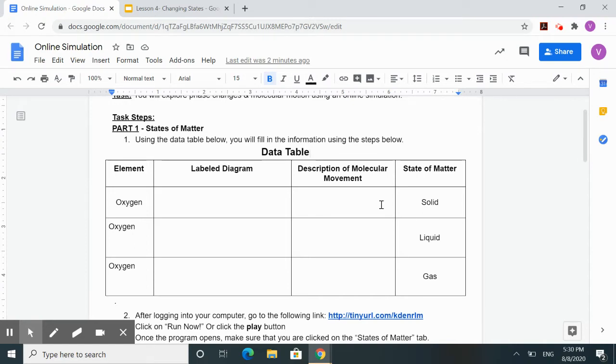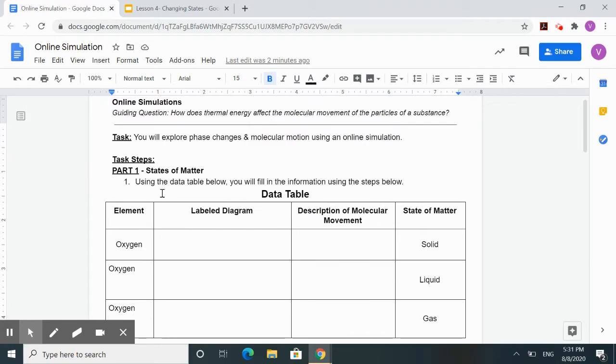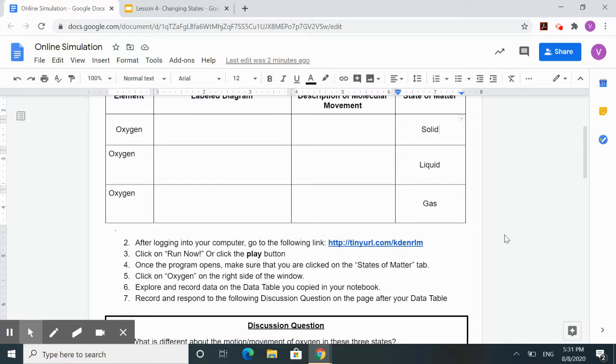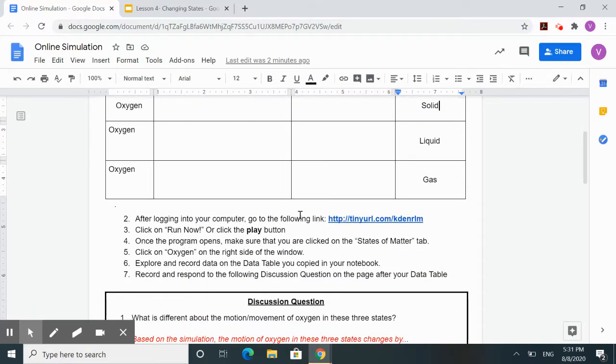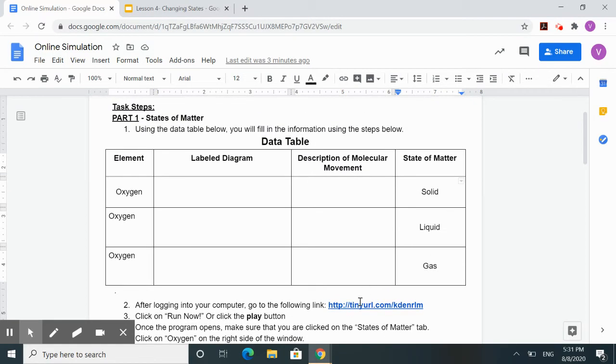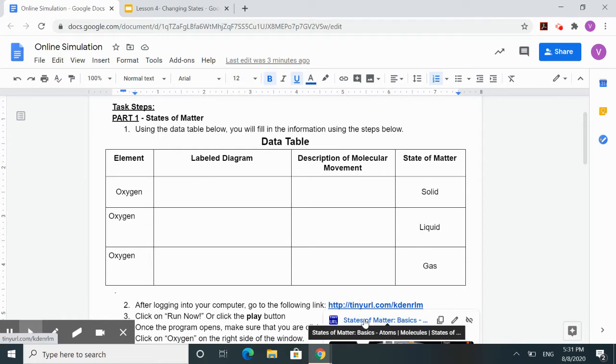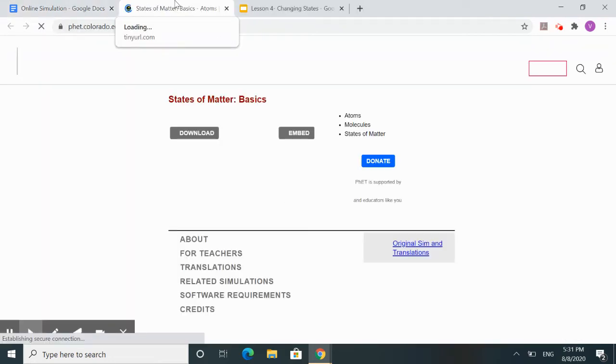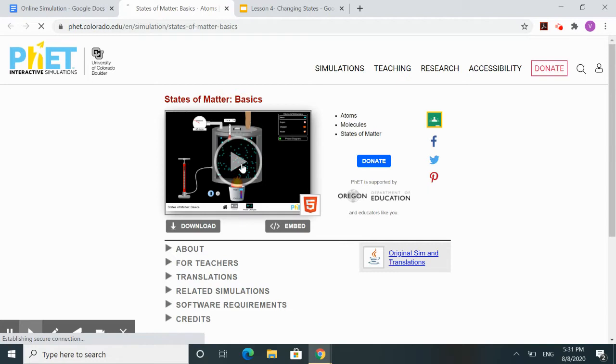So for this simulation, I want you to look at the steps that are here. Step one, use the data below, fill in the box. Step two, log into your computer, then click on this link, click run now, click on states of matter, click on oxygen on the right side of the window, explore and record data on the data table, okay? So step one, we're gonna click here. It'll take us to the simulation. Once you're in the simulation, if you follow the steps, you're gonna click here.